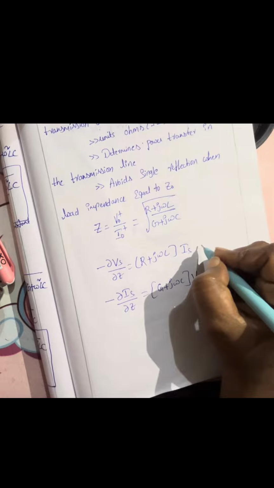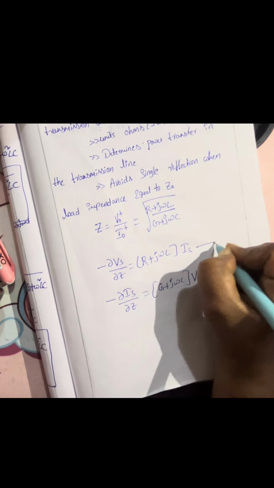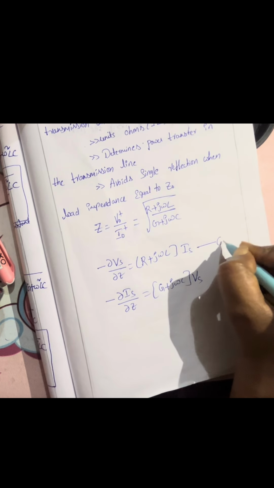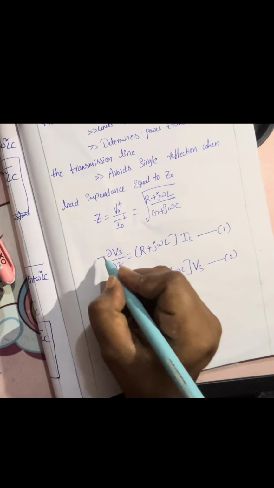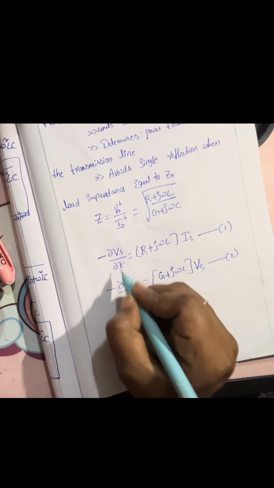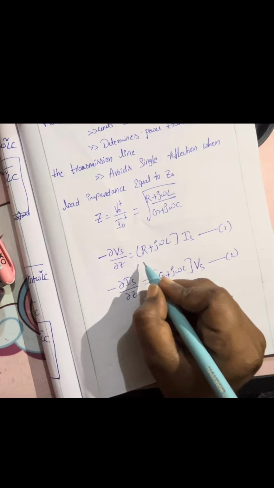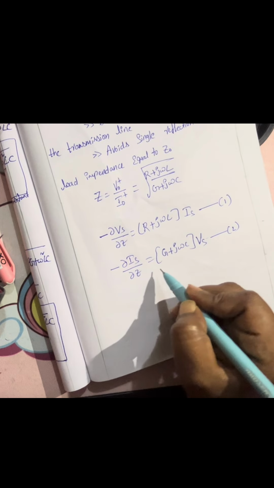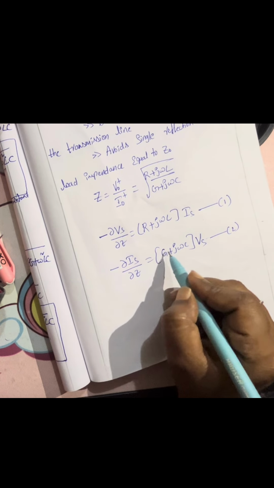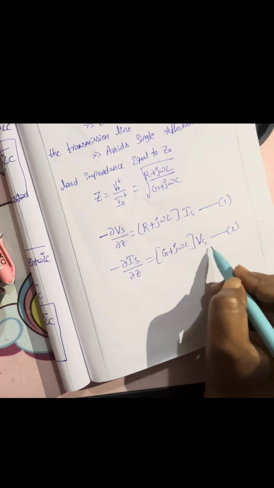In the previous class on transmission line equations, we got two equations. The first one is the voltage equation, the second one is the current equation. What is the voltage equation? Minus dou Vs by dou z equals R plus j omega L into Is. And the second equation, minus dou Is by dou z equals G plus j omega C into Vs.